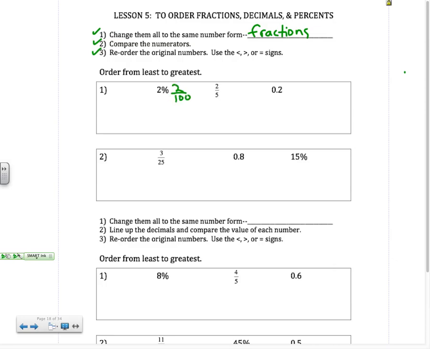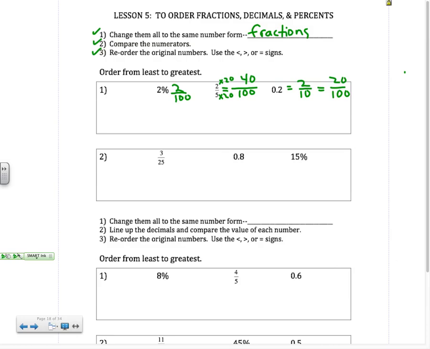That's fraction form. 2/5 I want to change into fraction form. I can change 5 into 100 by multiplying by 20. So I get 40 over 100. And I have my decimal form 0.2, or 2/10. I can also change that into a denominator of 100. Now I have 20 hundredths.